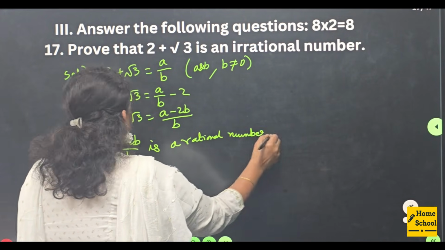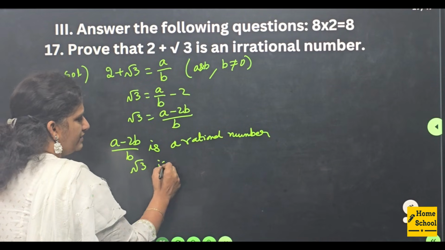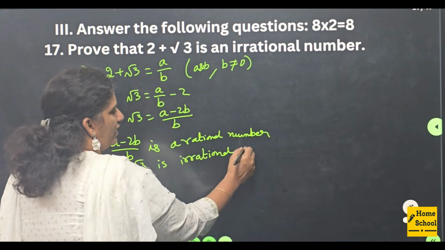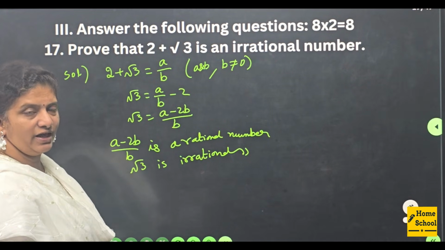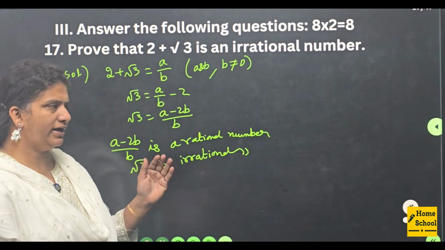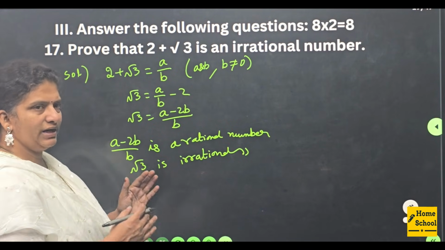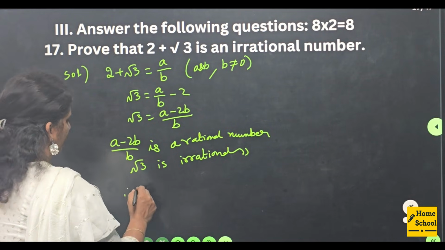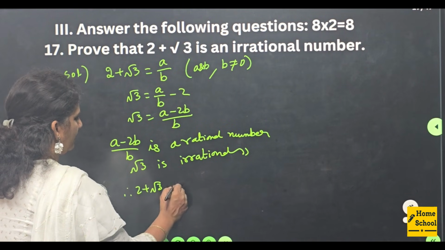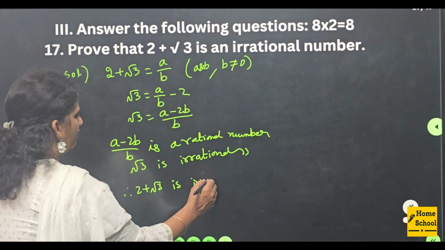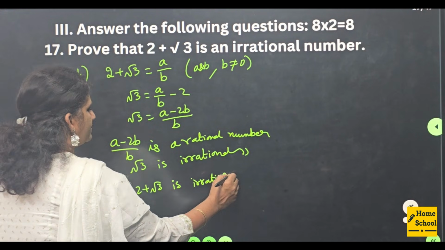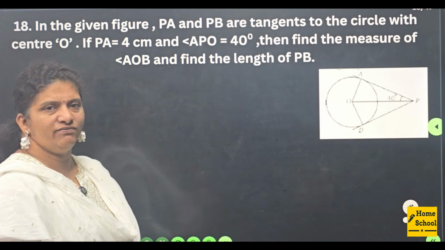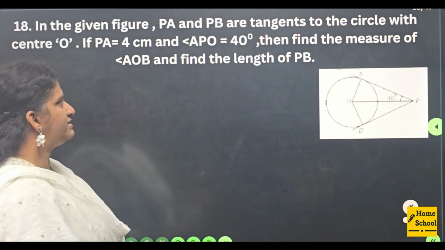Whereas root 3 is an irrational number. So, how can we say both are equal? Therefore, our assumption is wrong. Write all the statements, children, I am writing a little shortcut. Therefore, my assumption is wrong. Finally, 2 plus root 3 is an irrational number.